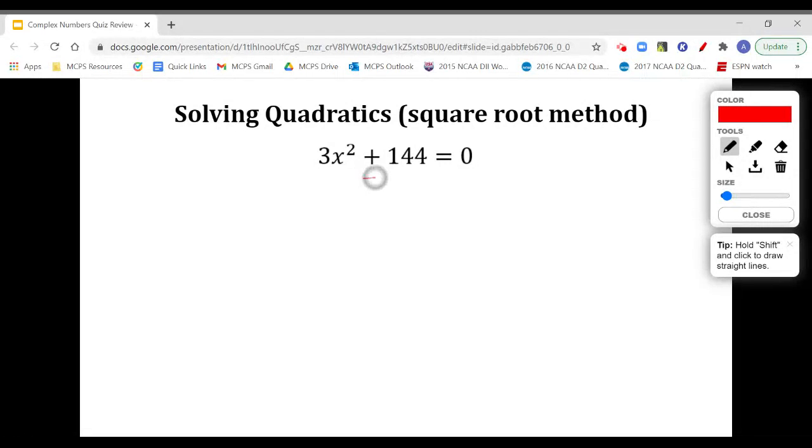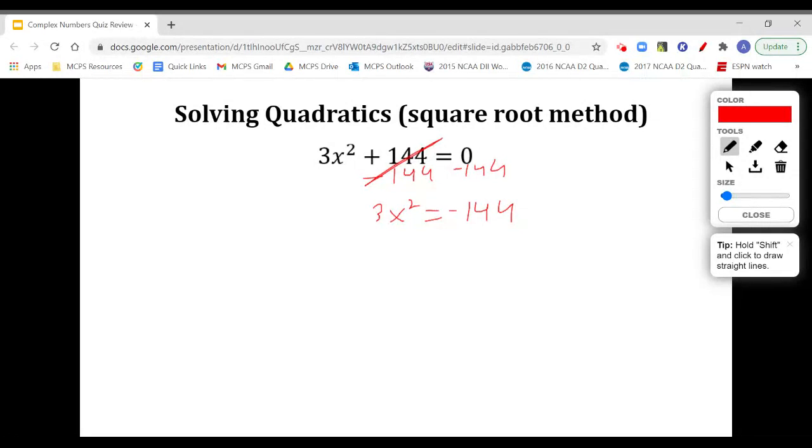So I'm going to start by subtracting 144 from both sides. And when I do that, it cancels on the left, that leaves me with 3x squared is equal to negative 144. Now at this point, some people tend to make a mistake. I'm not sure why this is such a common mistake, but some people at this point will try to take the square root of both sides. I guess it's because they don't see a whole other term.